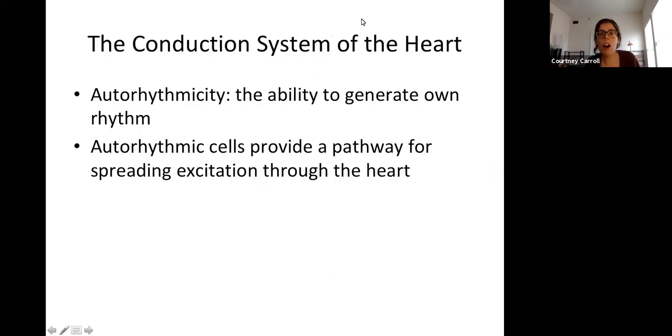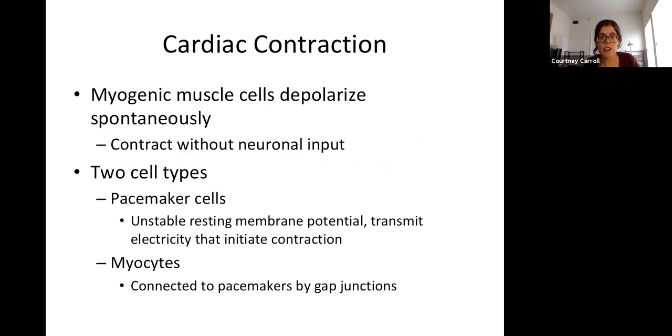Now, our heart does not need a signal to contract. The conduction system of the heart is an autorhythmic system. So specific cells in our heart have the ability to generate their own action potentials without input, without a signal. And these cells provide a pathway that spreads that excitation throughout the heart, that electrical signal, that depolarizing signal. Cardiac contraction occurs.